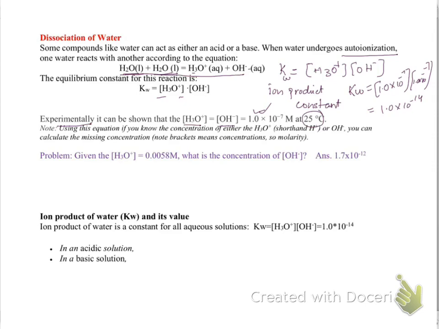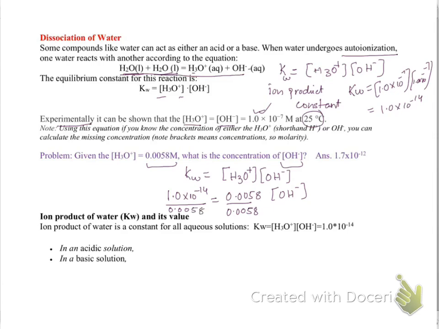Now, let's say we are given the concentration of hydronium ions, can I find the concentration of OH negative by using this reaction? Yes, because I know my Kw is equal to H3O plus times OH negative. Kw value is constant. And then you put the value of hydronium ion, which is 0.0058. And then you can find the hydroxide ion. You have to divide both sides by 0.0058, it cancels out. So OH negative, when you solve it, will be 1.7 times 10 to the negative 12th. How many significant figures are here? 2. My answer has 2.